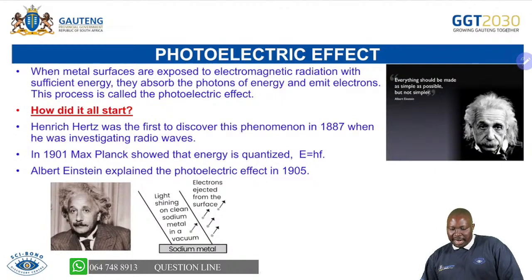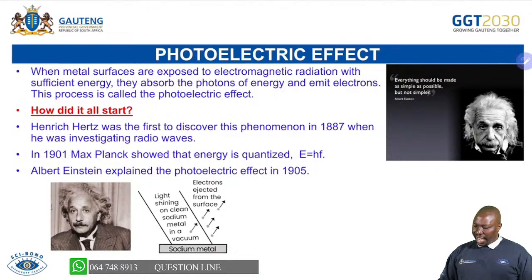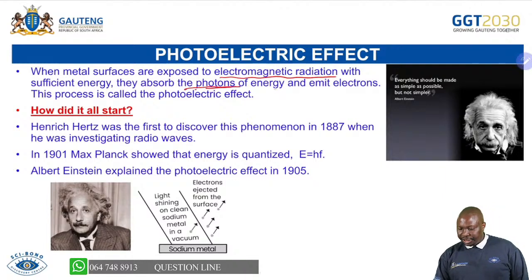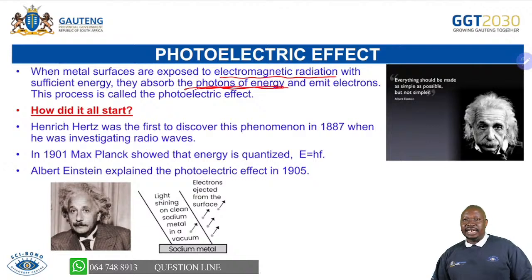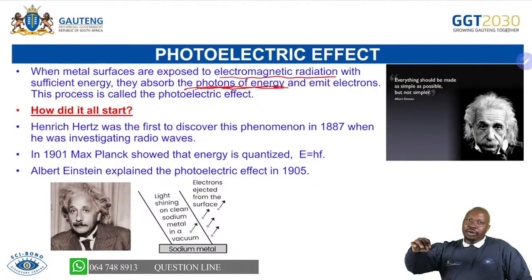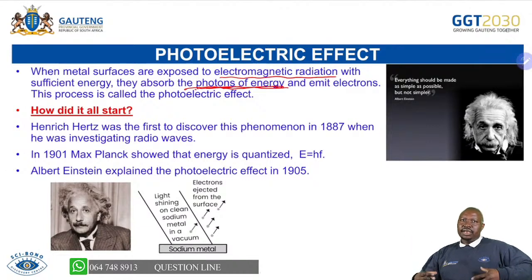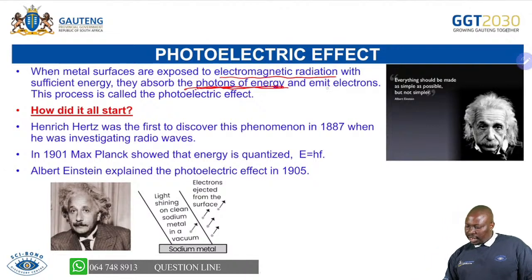Without wasting time, I will take you through some small history. When metal surfaces are exposed to electromagnetic radiation with sufficient energy, they absorb the photons, those packets of energy I referred to. They are absorbed by the electrons found in the metal surface. So when electrons are exposed to these photons of energy, they absorb them, and they are able to be released or emitted from the metal surface.